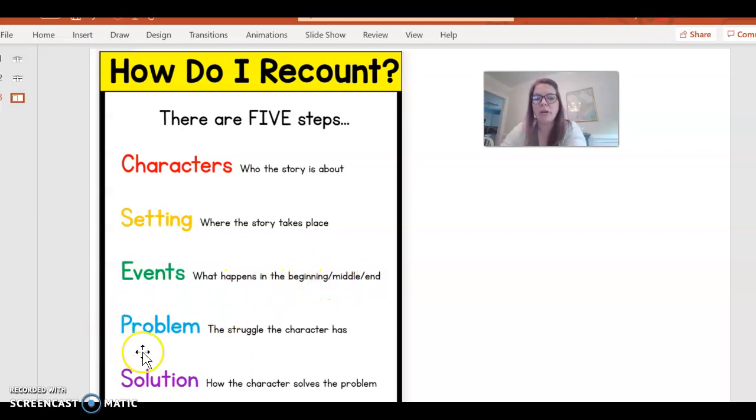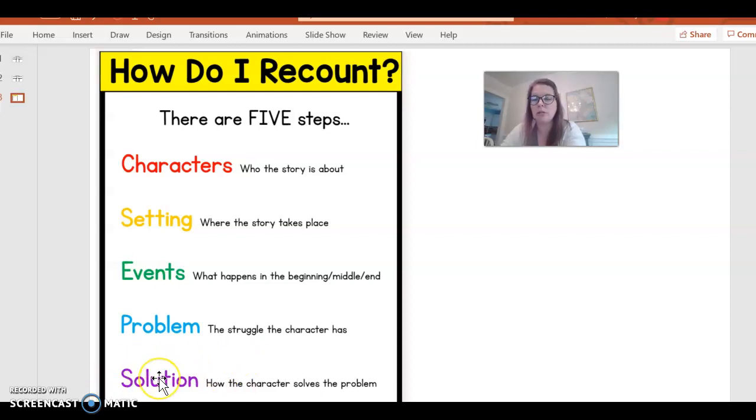So today we are going to add problem and solution. So when we look at the problem and the solution, we need to be looking at what the character is doing and what the character is saying. So the problem is, is there a struggle the character is having? So is there something that one of the characters is having a hard time being able to complete, or something's going on in the story that would cause them to have some sort of problem?